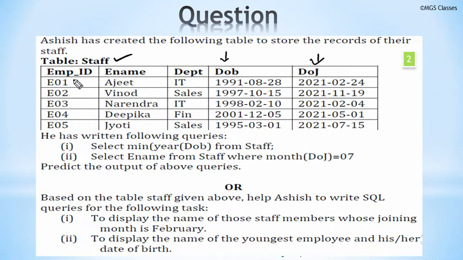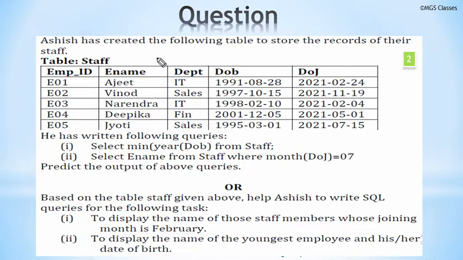Okay. So employee ID is given here, E01, E02 and so on up to E05. Employee name is given, department is given, date of birth is given and date of joining is given. Now he has to answer these queries. He has to predict the output of this query and this query, and in the internal choice, with the same table, you need to consider and write the SQL query for the following tasks: to display the name of those staff members whose joining month is February, and to display the name of the youngest employee and her date of birth. So these 2 tasks, 2 questions, you need to answer.